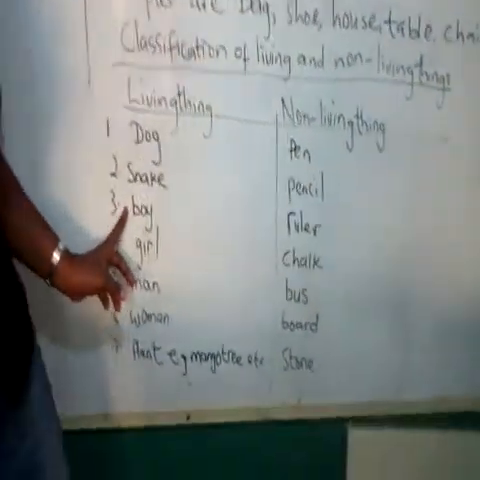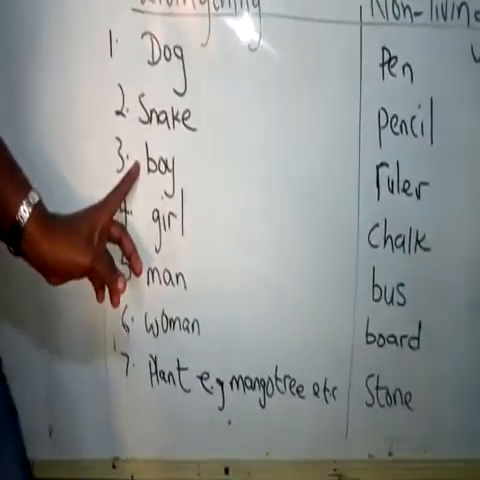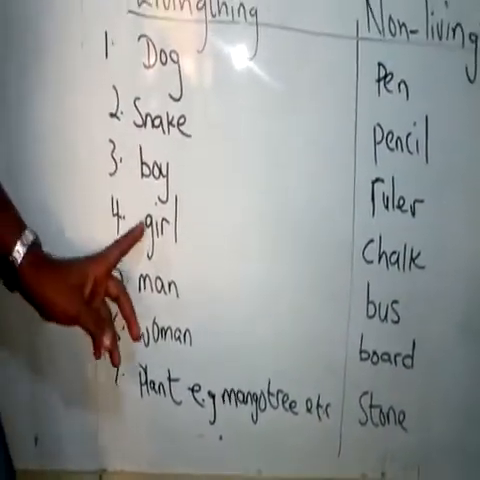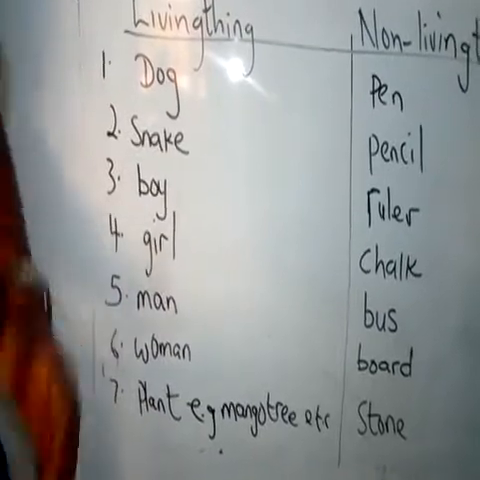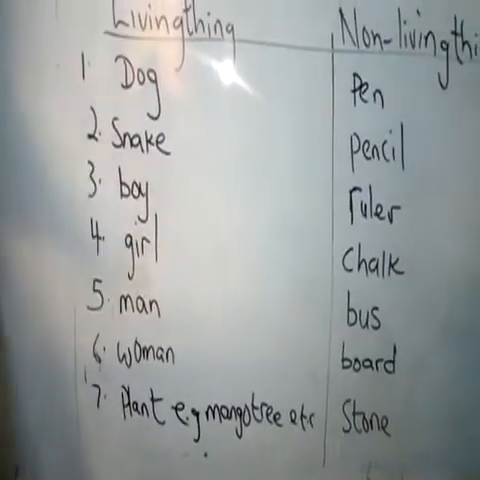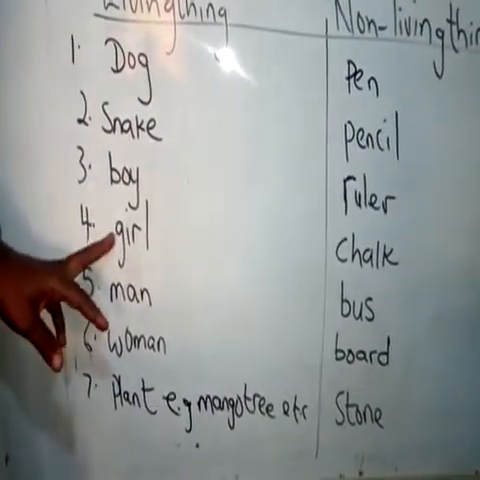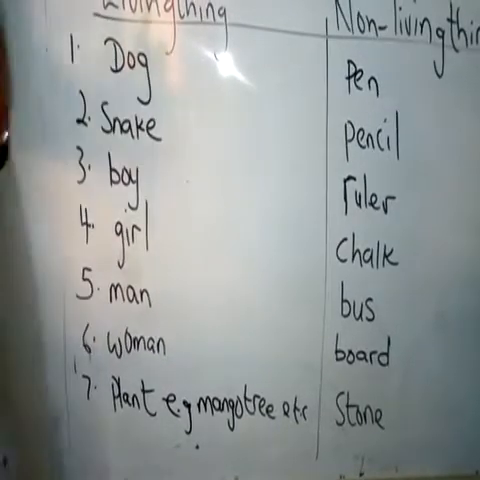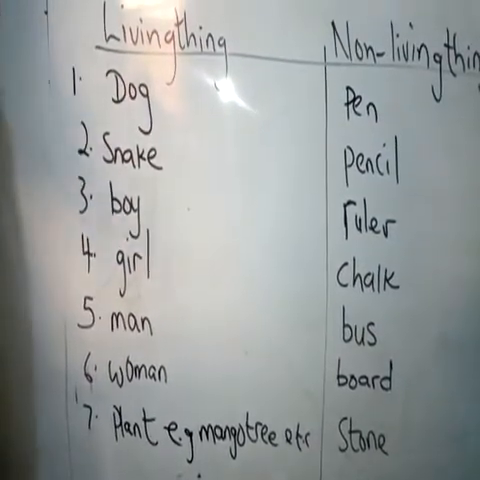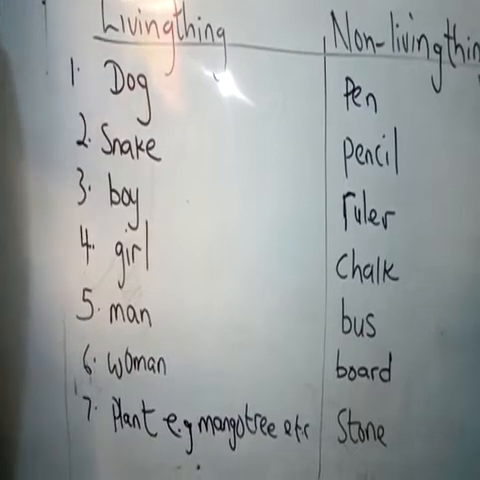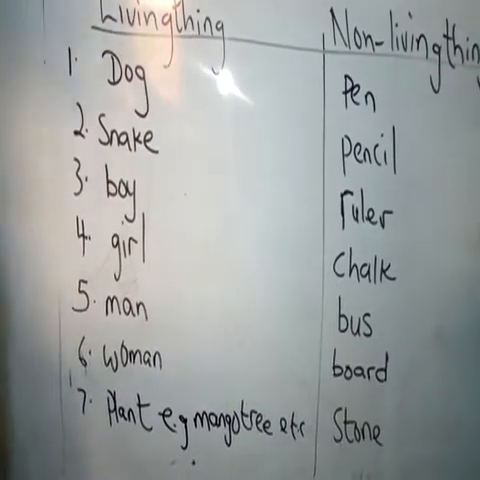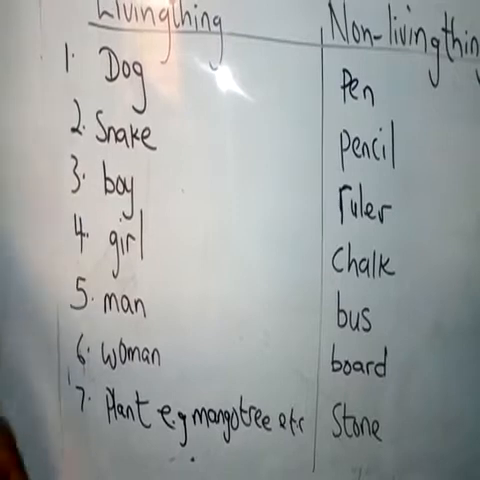Boy, of course, you as a boy, you can breathe, you can move from one place to another, you are a living being. Girl, you are a living thing. You can move, you can breathe, you can dance. That makes you a living thing. Man, our fathers at home, they are living things. Your father can breathe, he can eat, he can give birth, he can reproduce.